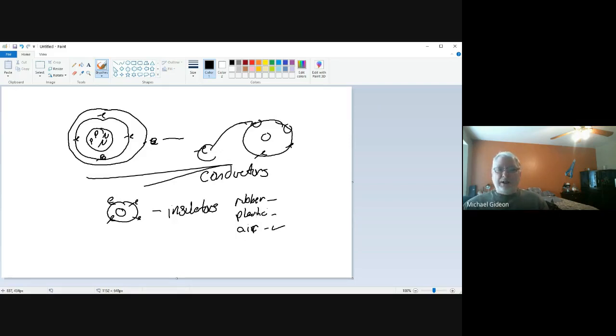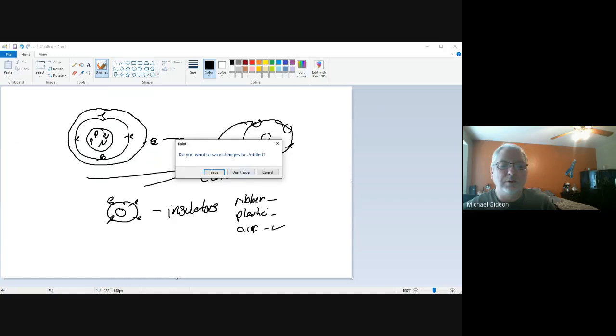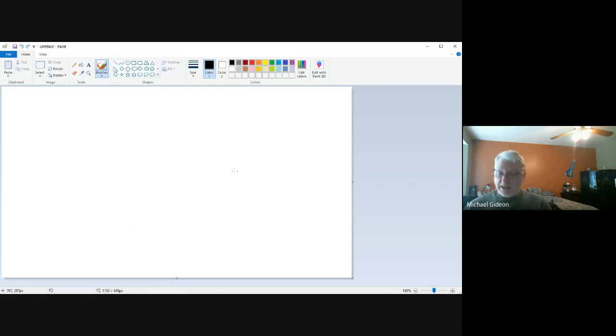So let's see. Let's start a new page. Save. Okay. So electricity is the flow of electrons. Okay. We have insulators and we have conductors. The conductor allows the electricity to flow on it, and that might be a wire. Okay. Electricity has to go somewhere.